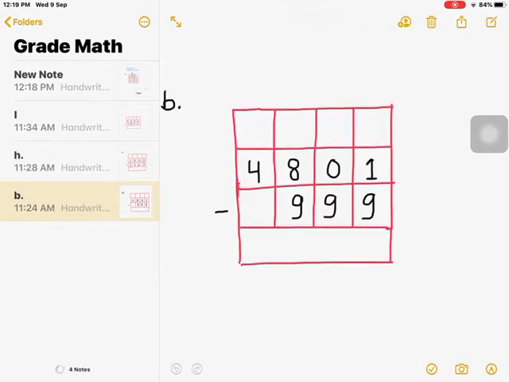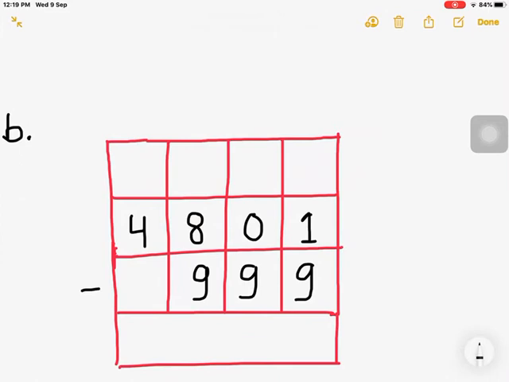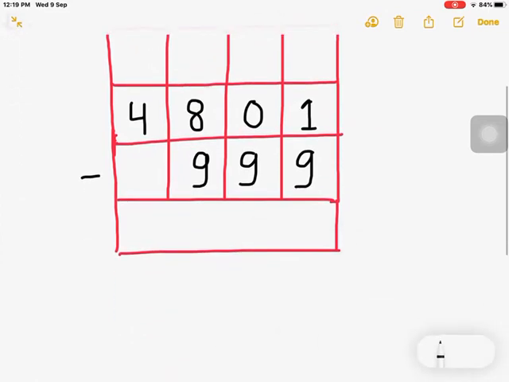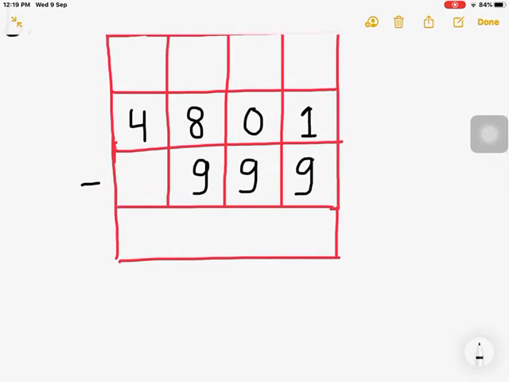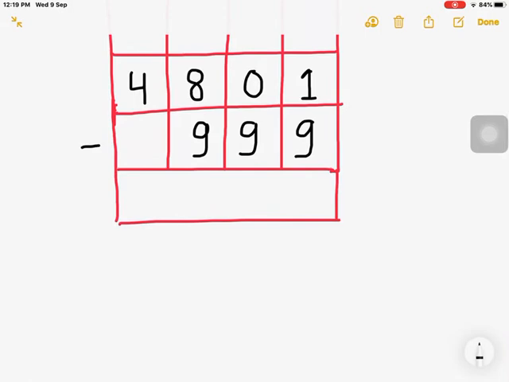That is question number B. Yes, in question number B, you can see the ones place, tens, hundreds, and thousands, isn't it? So you have to understand this. We always subtract from the ones place. You can see we have to subtract 9 ones from 1, isn't it?